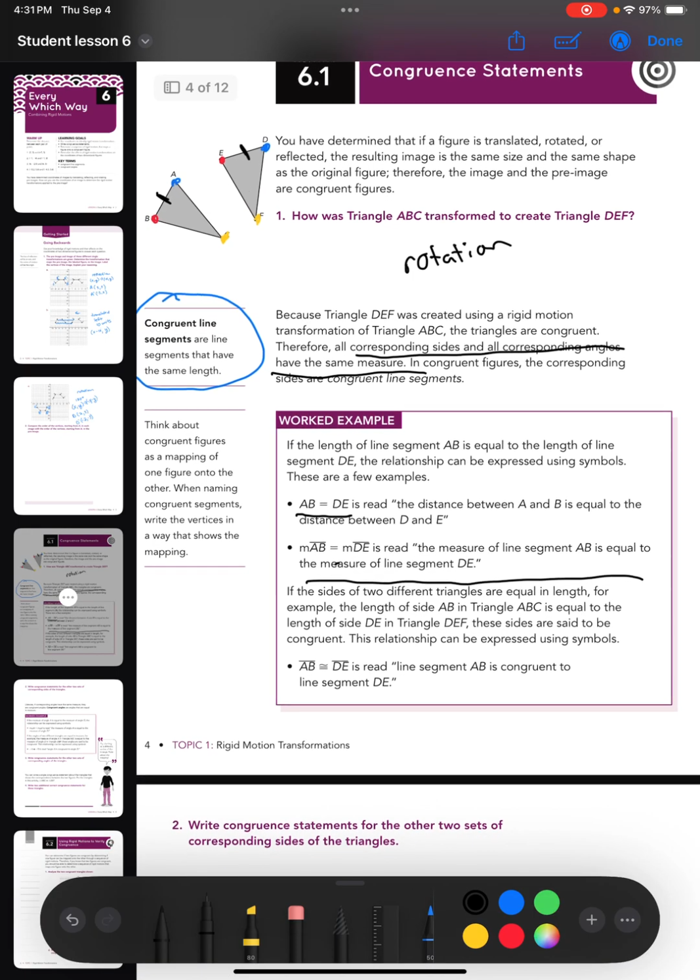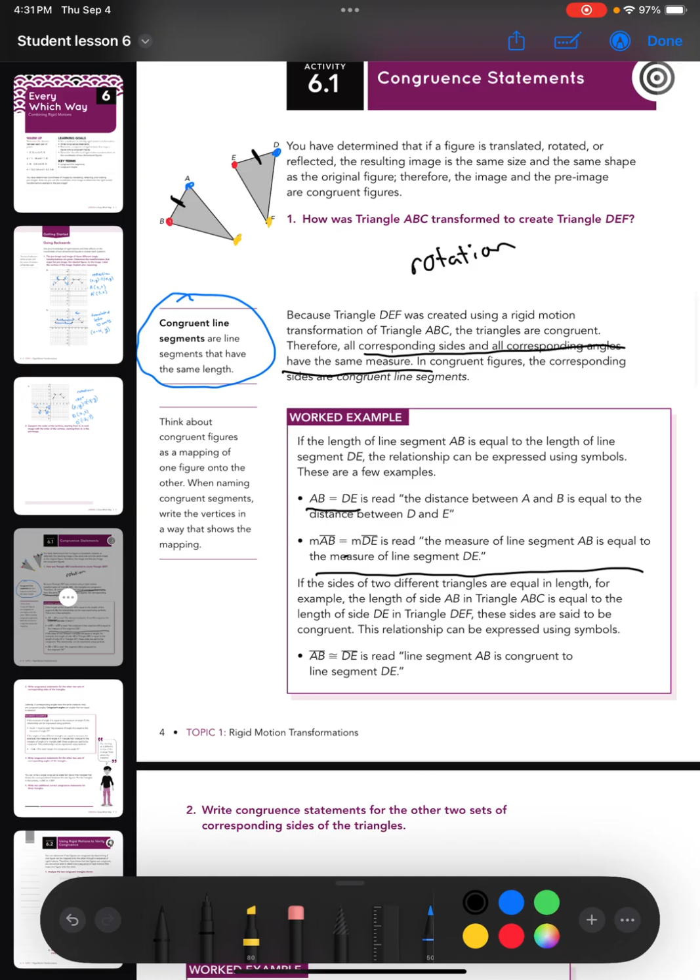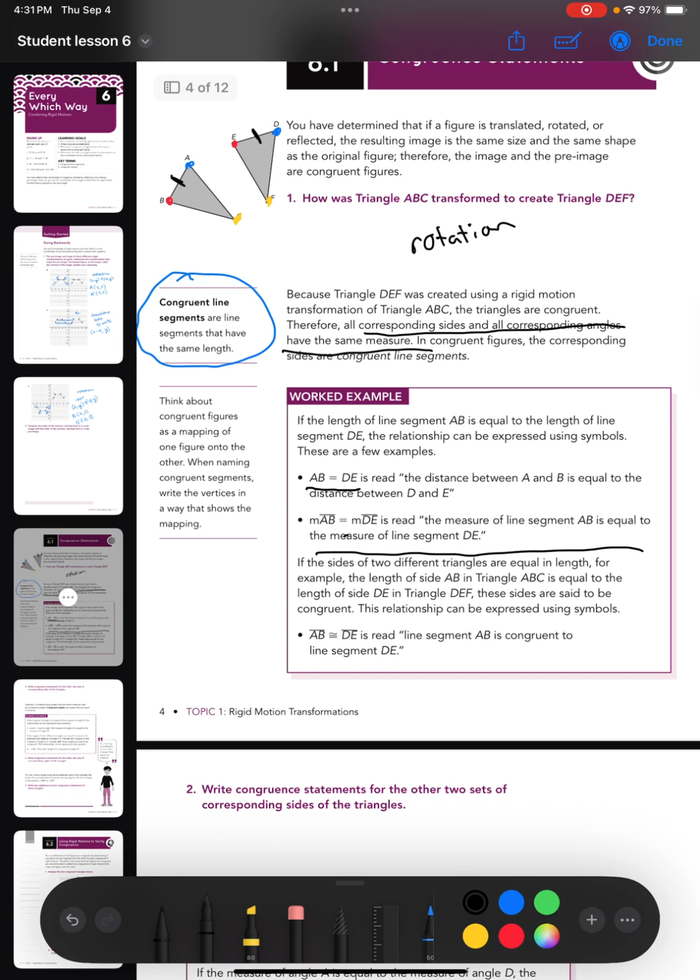Okay, and if the sides of two different triangles are the same length, for example, the length of the side AB in triangle ABC is equal to the length of the side DE in triangle DEF, these sides are said to be congruent. So this symbol right here looks like your equal sign with your little squiggle above it. That is a sign we read as congruent. So line segment AB is congruent to line segment DE is how we will read that.